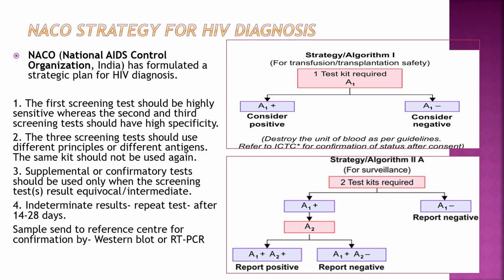In strategy 2A, that is for surveillance purposes, two test kits are required. If A1 negative, it is negative. If A1 positive, you have to use the second kit, that is A2. If A1, A2 positive, report positive. And if A1 positive, A2 negative, report negative.